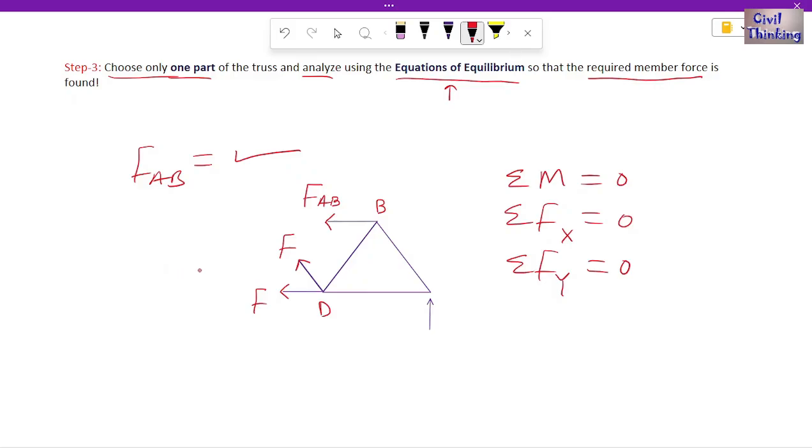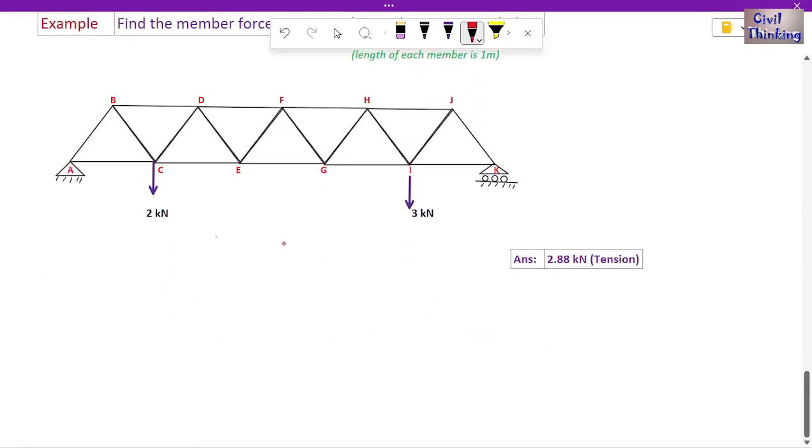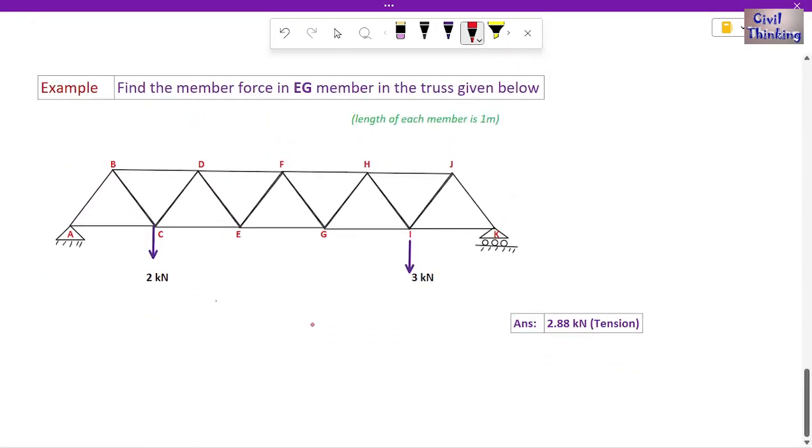Now let us take an actual problem so that our understanding of the method of section in trusses is very clear. So let's move on to the example problem. Here we have this example. We have this truss and we have to find the member force in EG member. Now this is A, B, C, D, E, F, G. So this is EG member, right? We have to find the actual force in this EG member.